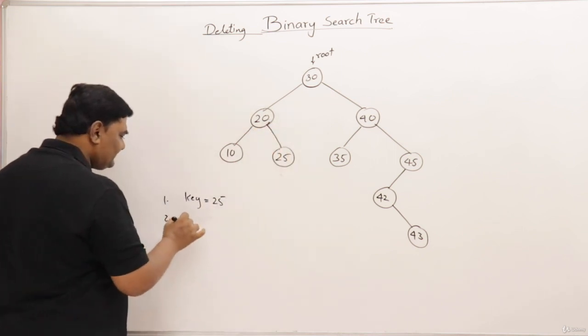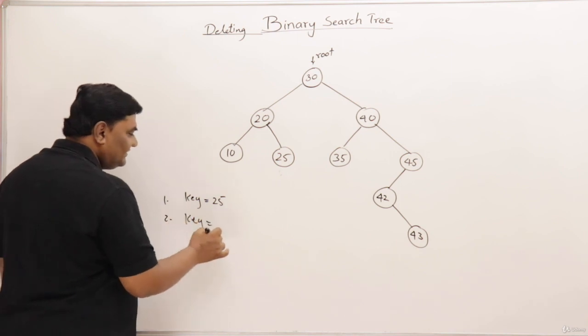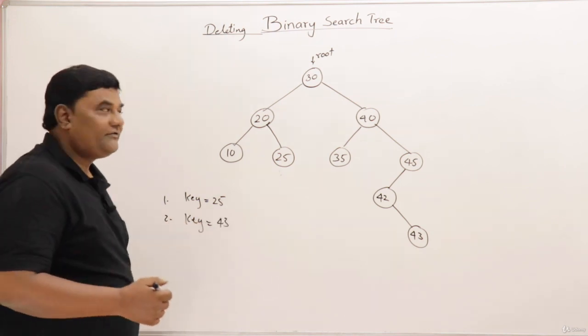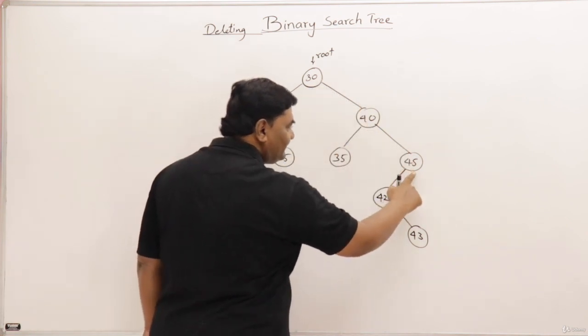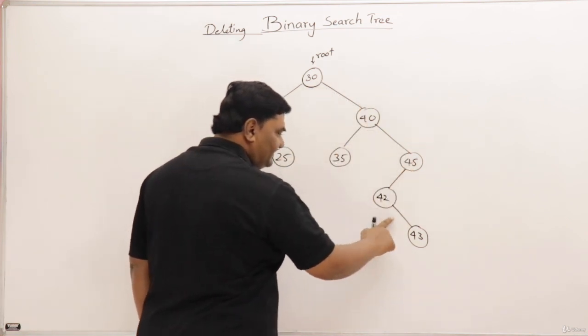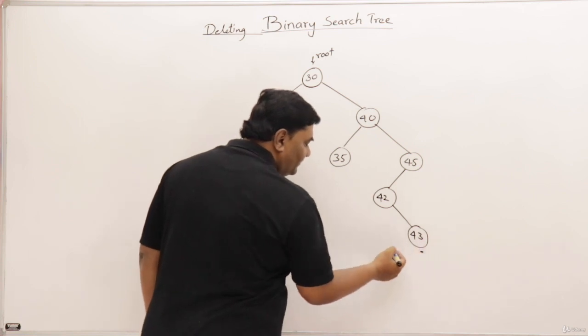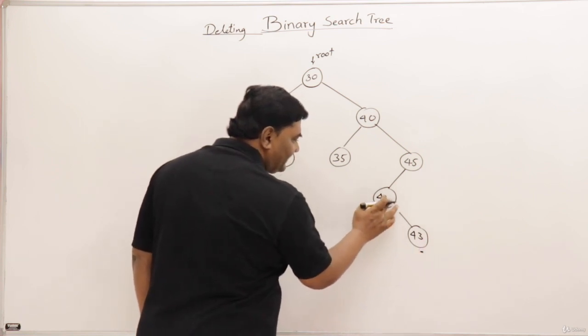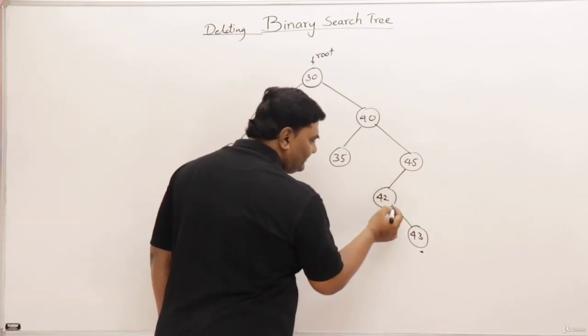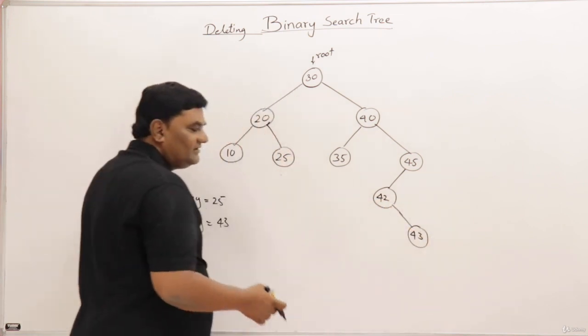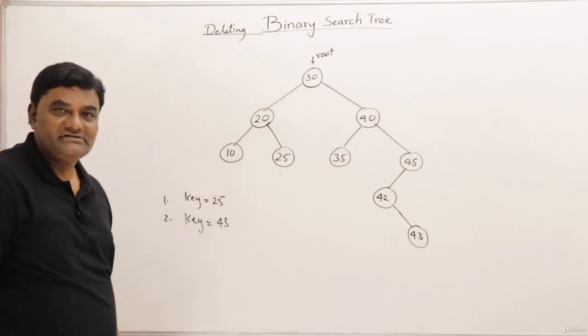Now let me take another example. I want to delete the key 43. Search for 43. 43 is greater than this and greater than this one. Less than this, come to the left. It's greater than this. Yes, found. So delete the node, then make this right child link null. That's it. The node is deleted. So I'll put it back. These were simple examples.